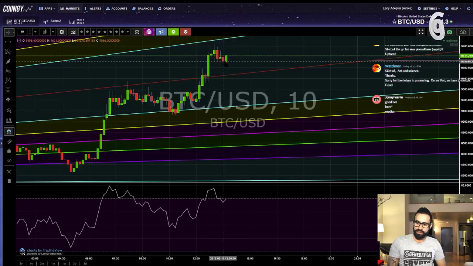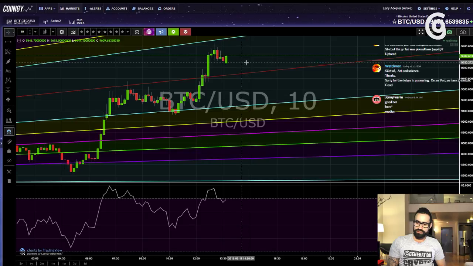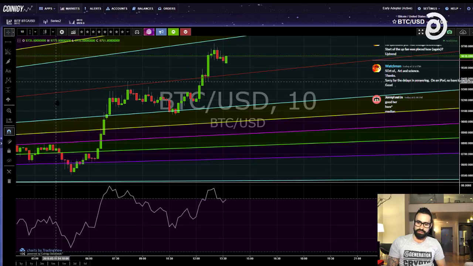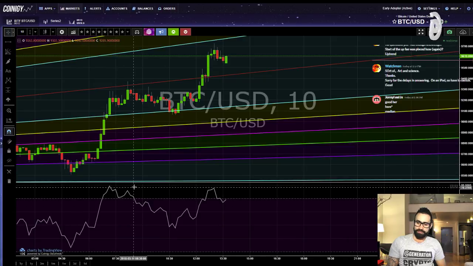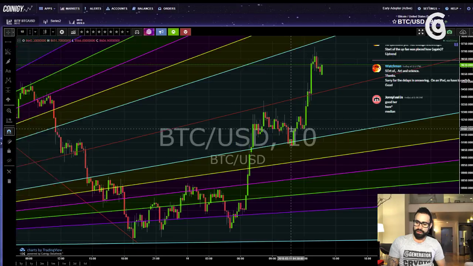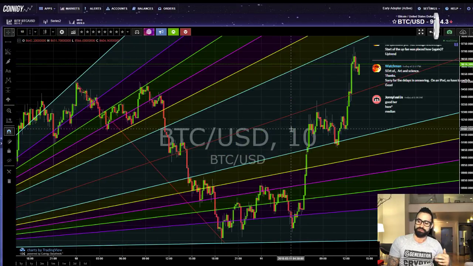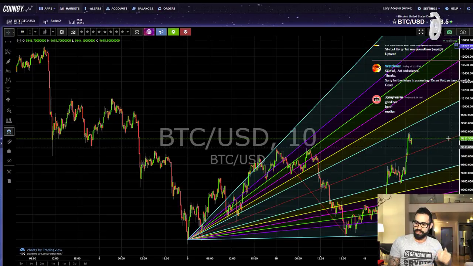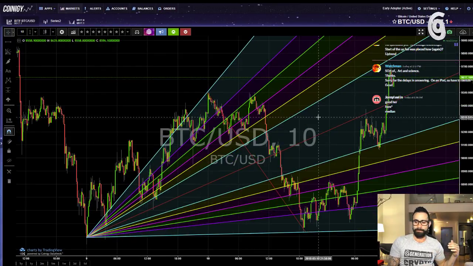RSI went from a high, now we're coming back down. So this is a nice point, but we do see somewhat of a divergence here. This is scary. I'm going to keep this strictly to pitch fans and not go into divergences as we're covering this.